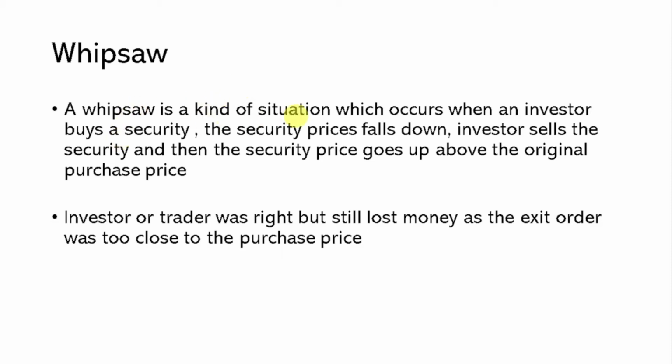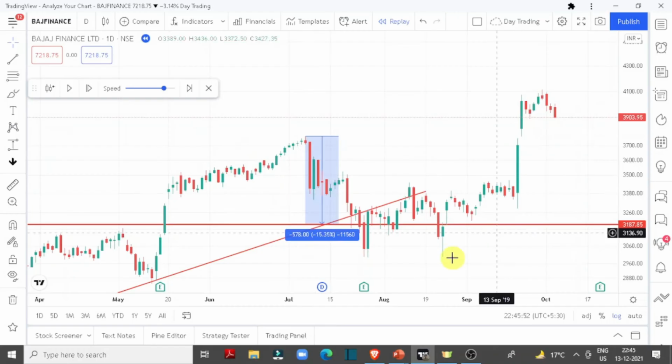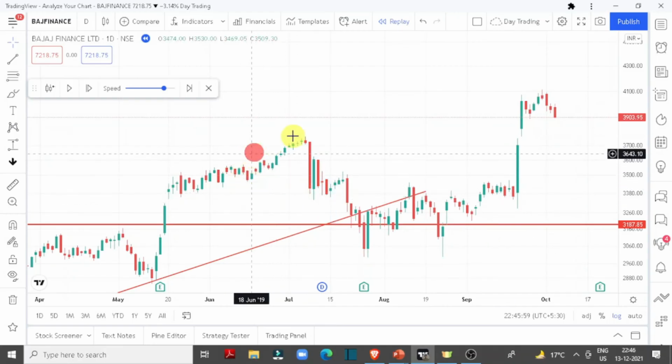Whipsaw is a situation which occurs when an investor buys a security, the security price falls down, the investor sells the security, and then the stock price goes up above the purchase price. Now what did I say? Let's understand this, because this definition may be confusing to some people. Let's understand this on the chart as well. Let's take this example only.